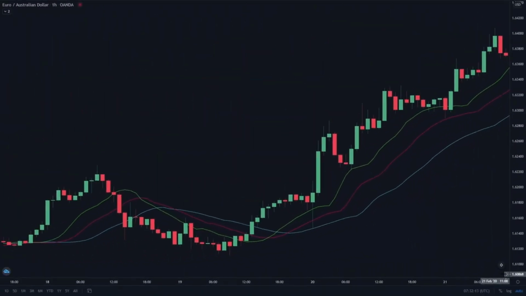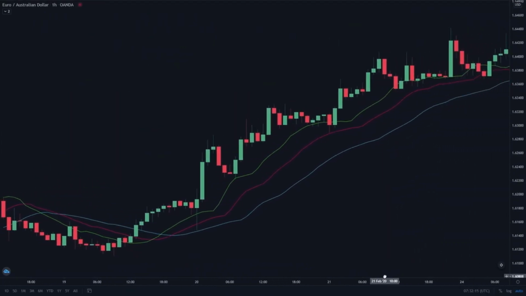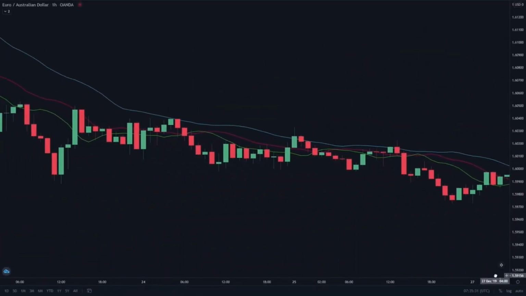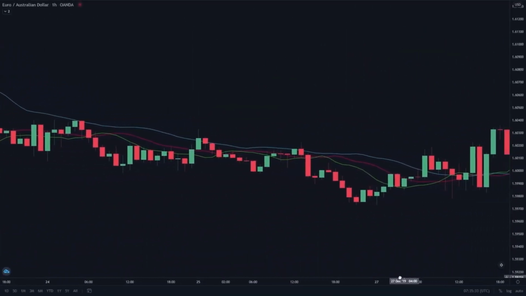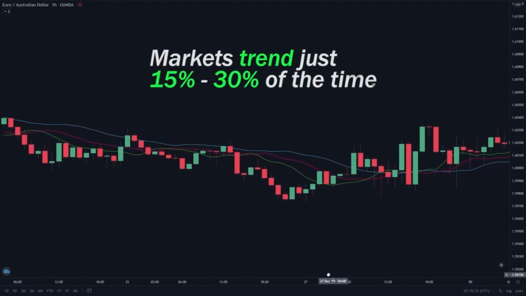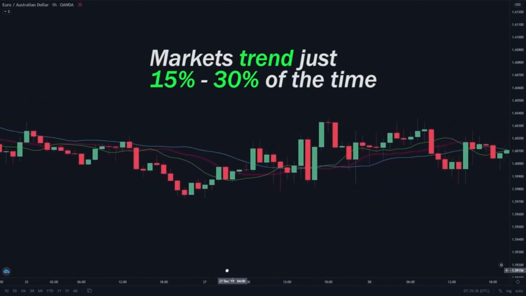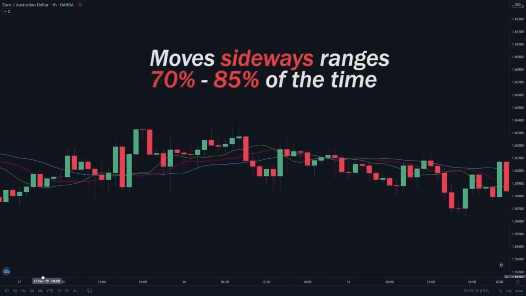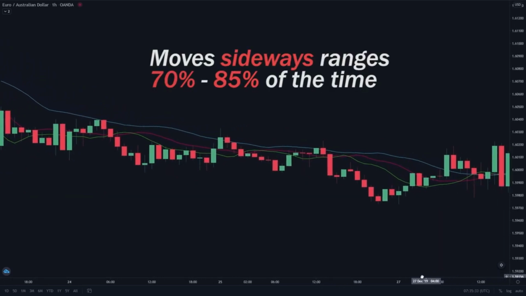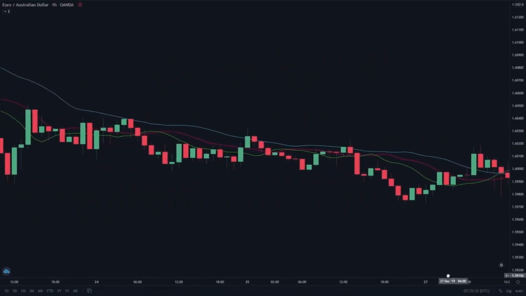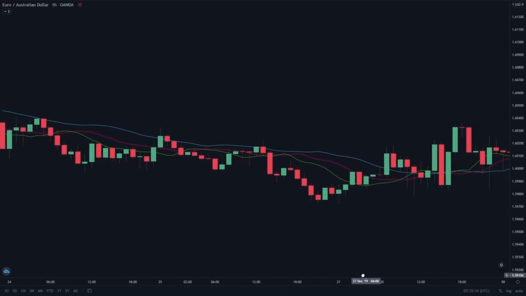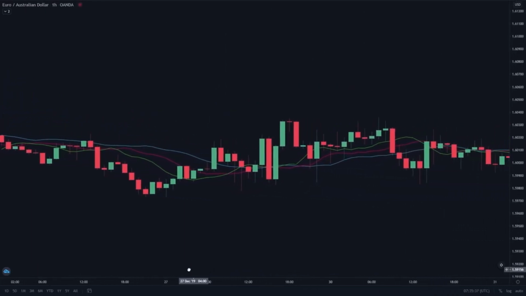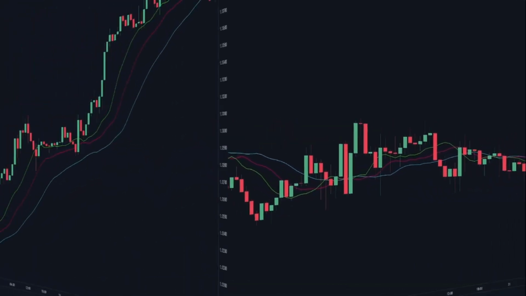So first of all, we all know that trends in the market don't always happen. Sometimes the market is stagnant and flat. In fact, research shows that the financial markets and individual securities trend just 15 to 30% of the time, and go sideways in ranges 70 to 85% of the time. Ranges and sideways movements are very bad in trading. In fact, most trading losses come from when the market is in a range and does not have a clear trend.